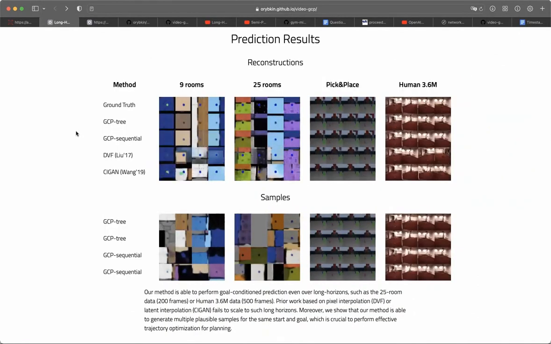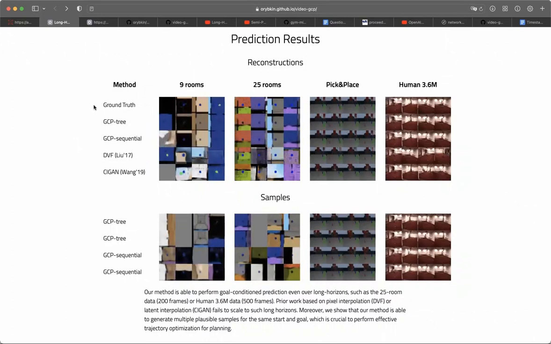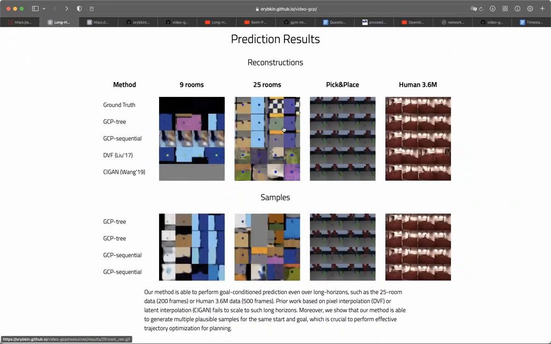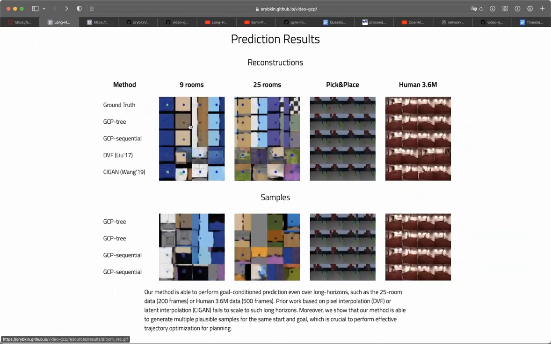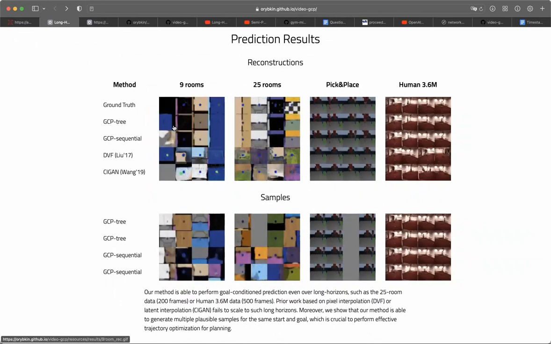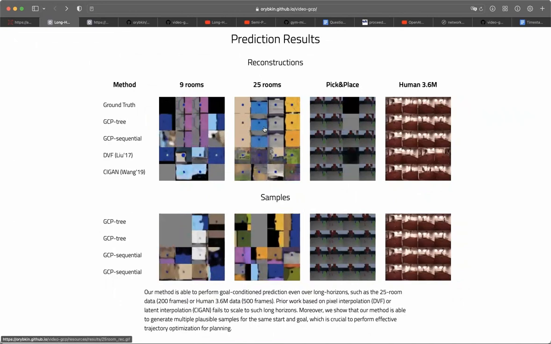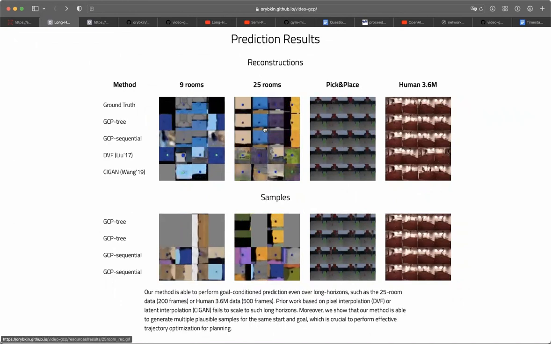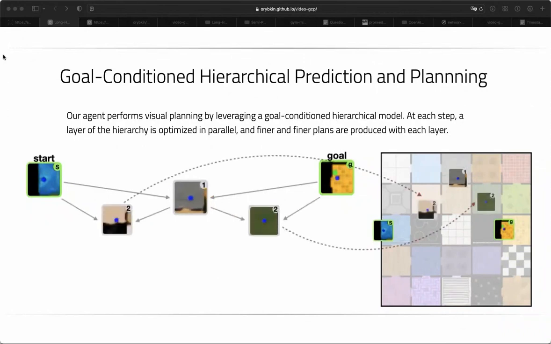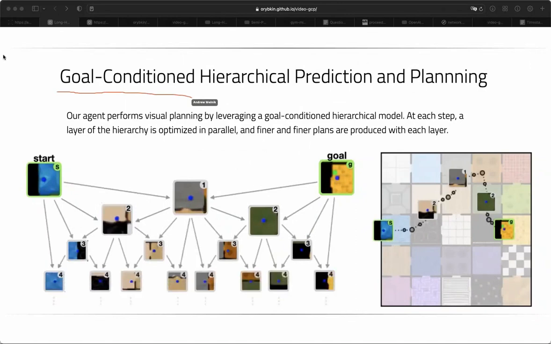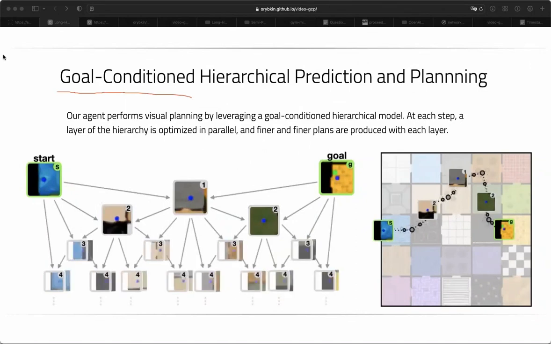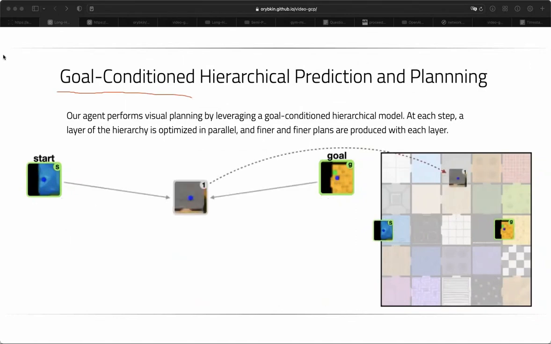So here we can see some examples of the performance of this approach. In the first environment, we have a maze navigation with 9 and 25 rooms. The agent gets 2 images as the current state and the goal state, and it has to plan a sequence of intermediate states in this maze and then navigate using this planned sequence of intermediate states.